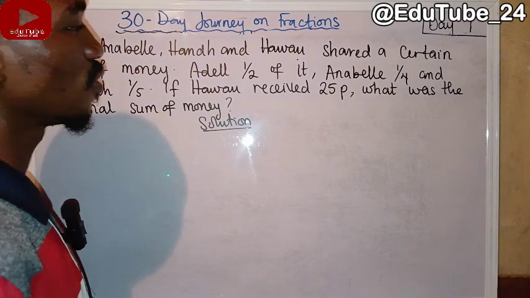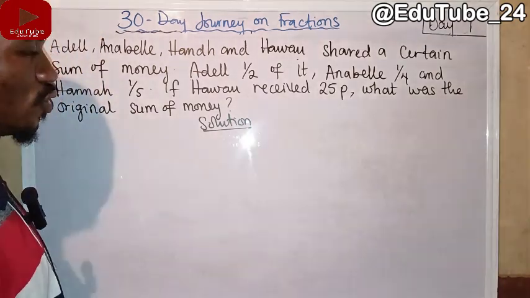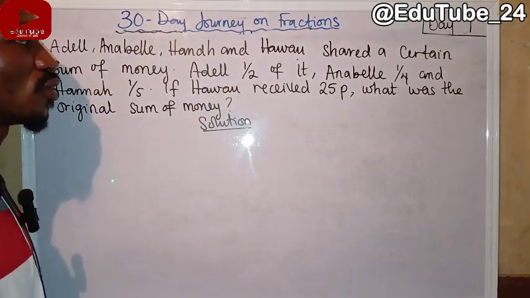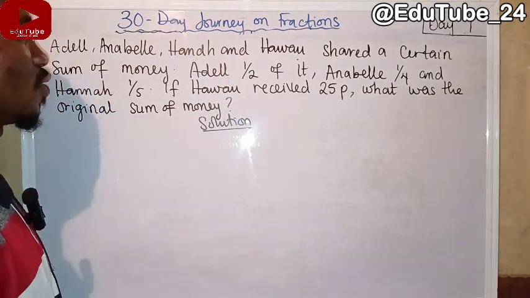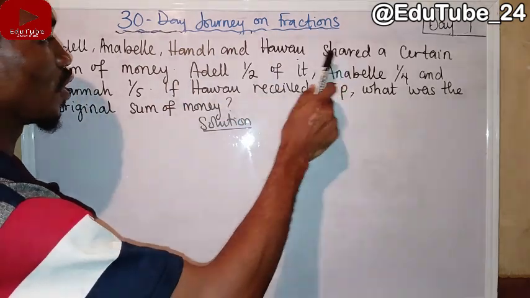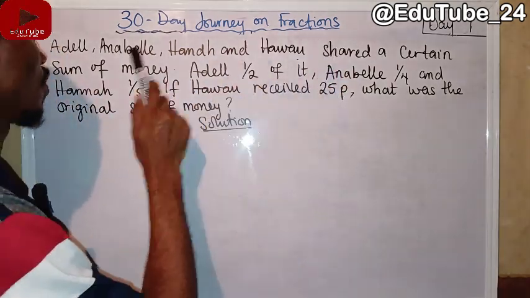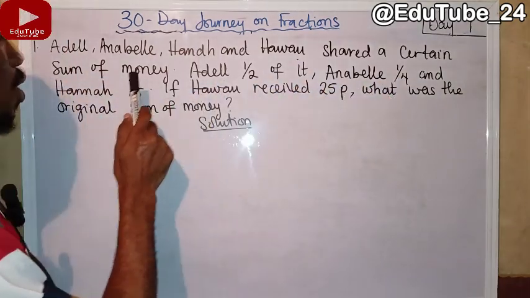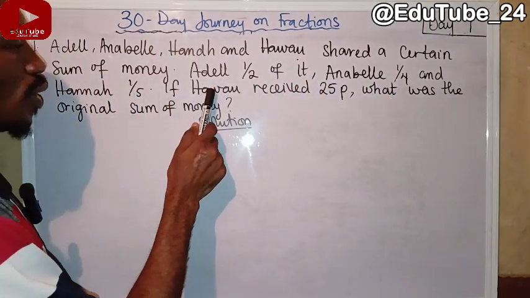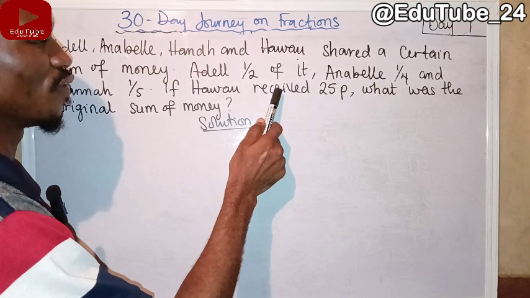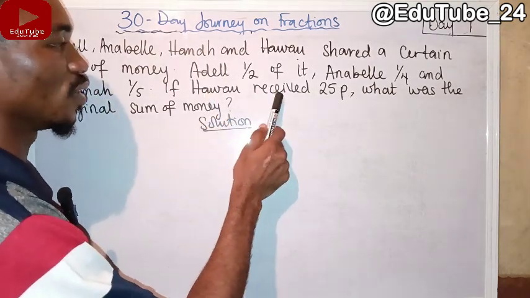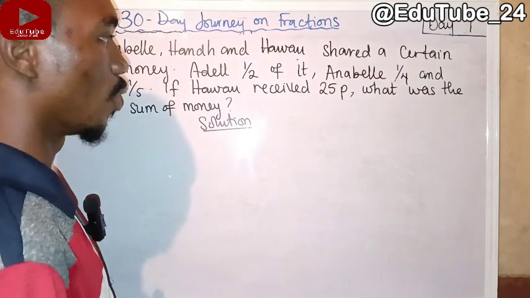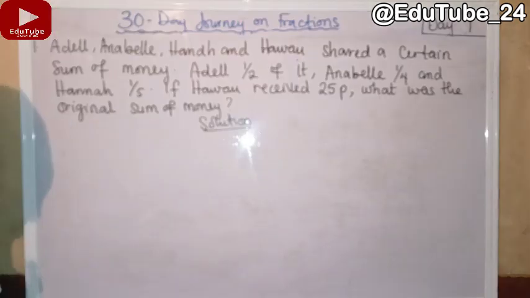Now you will notice an odd thing about the question. And what's the odd thing? The odd thing is that when they mentioned the first three sisters, they gave us the fractions of money that they shared. That is half for Adele, 1/4 for Annabelle, and 1/5 for Anna. But when they got to Awal, they didn't give us the fraction of money received by Awal, but instead they gave us the amount. So what do we do and how do we go about it?